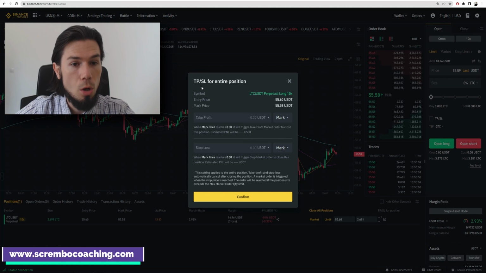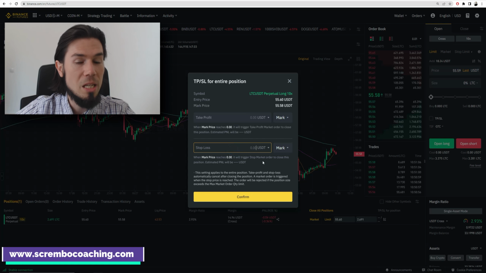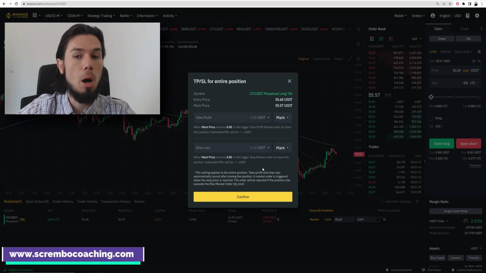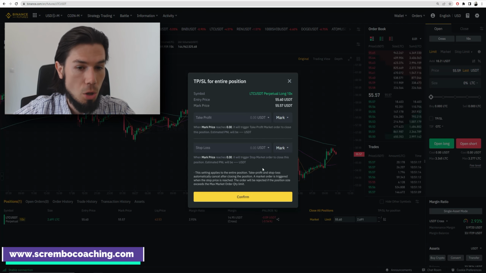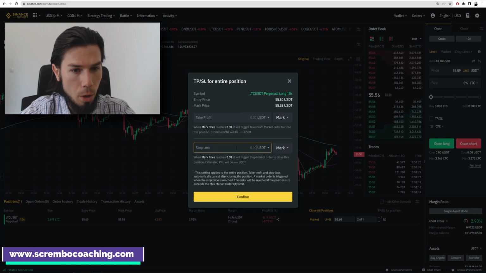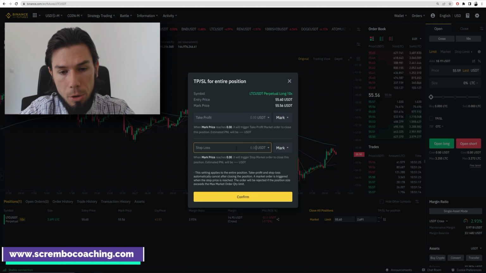Now when you go into that specific tab, you're going to have the ability to set your take profit and your stop loss feature based on a market price. So stop loss with the mark selected, not with the last, with the mark selected, that stands for the market price, is going to represent the stop market order, right? So we're going to basically work with where we want our stop loss at the market order.